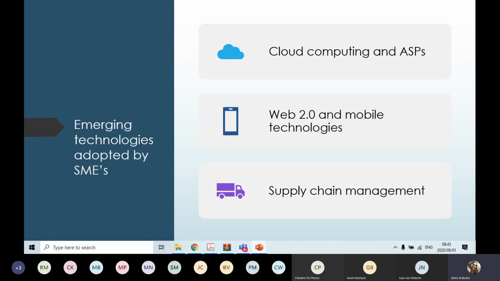In terms of Web 2 and mobile technologies, your Web 2, your wireless capabilities have basically offered new opportunities for SMEs to reconfigure business processes and be able to reach out to customers and other key stakeholders. In terms of your supply chain management, it's changed so much over the last, I would say, 10 years.